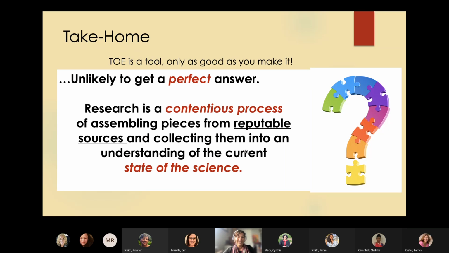Don't forget that you are unlikely to get a perfect answer when you're doing some of the background legwork on developing a project. But that's okay, because research is a conscientious process, which means we're going into this with open hearts and minds and good intentions, and we're assembling pieces from reputable sources and collecting them into an understanding of the current state of the science.